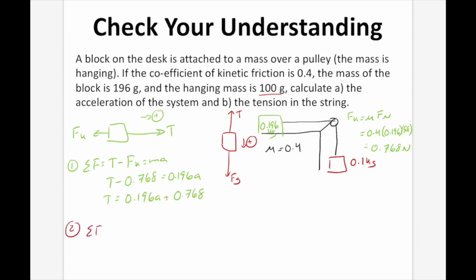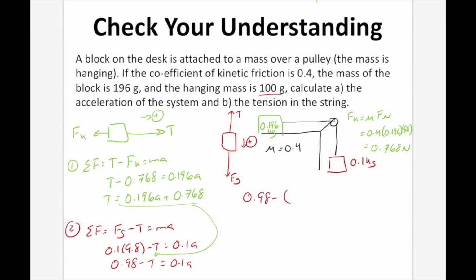For equation 2, we're going to say the sum of the forces is going to equal Fg minus tension, and that's going to equal Ma. Fg is going to equal mass times gravity, so 0.1 times 9.8 minus T is equal to 0.1A, and then we're going to simplify and say 0.98 minus T is equal to 0.1A. We're going to substitute 1 into 2, into the T value, so we get 0.98 minus tension equals 0.1A, and our tension value is 0.196A plus 0.768. We're going to simplify, we get 0.98 minus 0.196A minus 0.768 equals 0.1A.